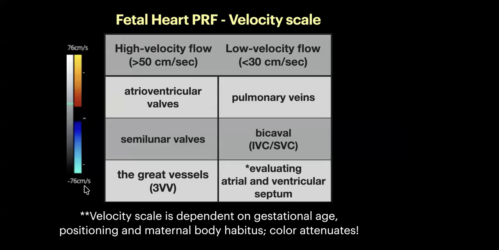Obviously, this will also affect your PRF once you adjust the velocity scale. So with a low velocity scale, look at the pulmonary veins, the SVC, IVC, and of course evaluating the atrial and ventricular septum.